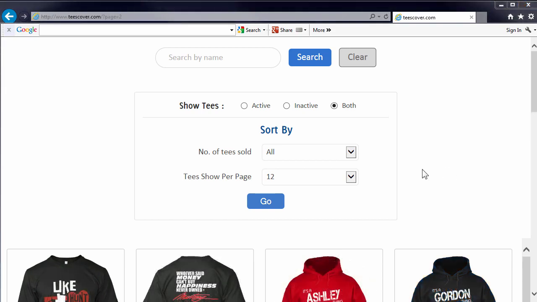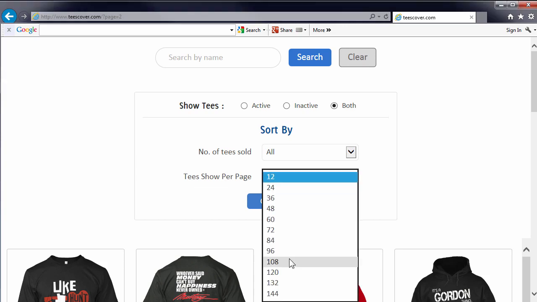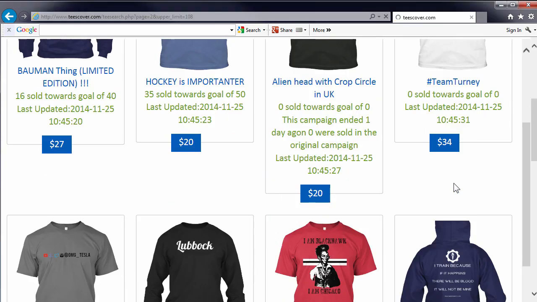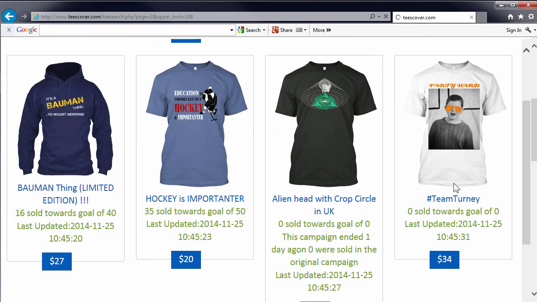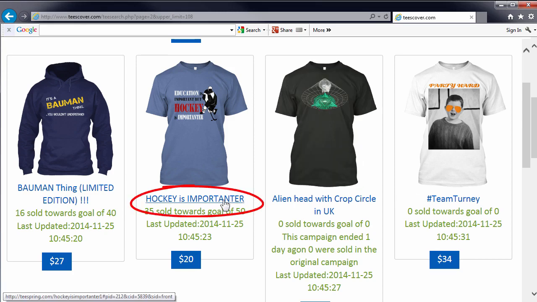When I first start looking, I leave the number of tees sold to all. For tees per page, I put about 100, 108, click go. Now you can just scan quickly for shirts that have sold. Now if it says 0 shirts sold, it could either be that the campaign just started, or it could be a shirt that nobody likes. We could find out when the campaign started and when it finished, because if we click one of these links here, we can actually see the landing page of the shirt campaign. So let's go ahead and do that.